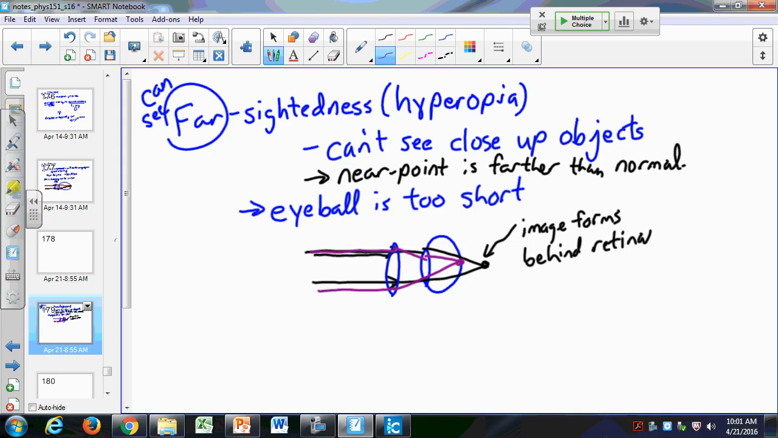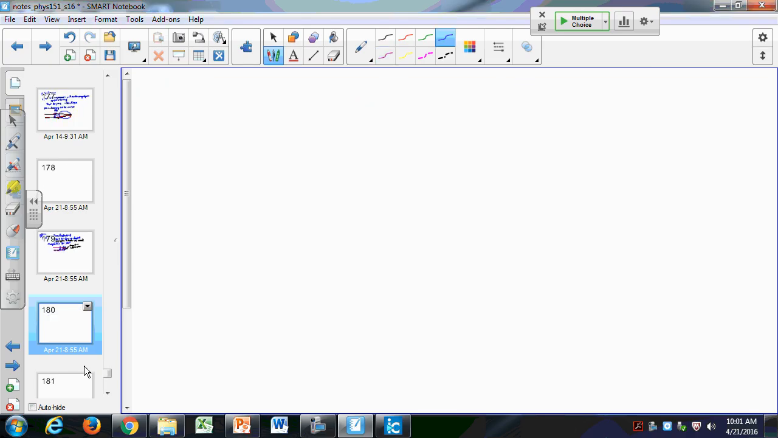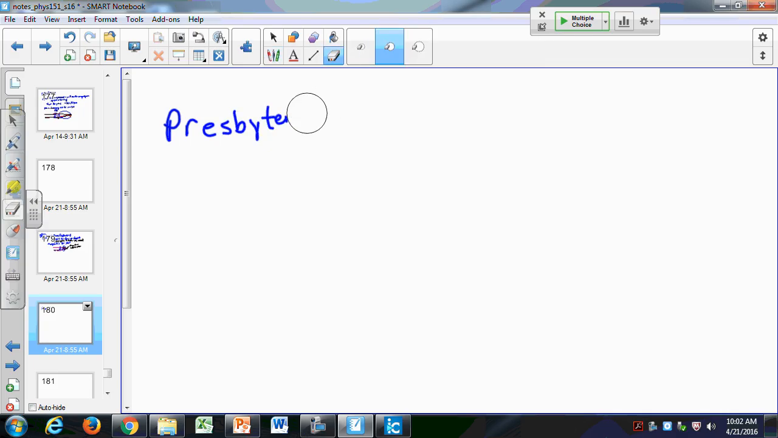There are a couple of age-related problems as well. Astigmatism and presbyopia, we'll do presbyopia first. I go to Presbyterian church, it means elder, elder-led church. That's what presby means, elder. It's a Greek word for elder. Well, not Presbyterian, sorry. I was thinking about something else. Presbyopia.